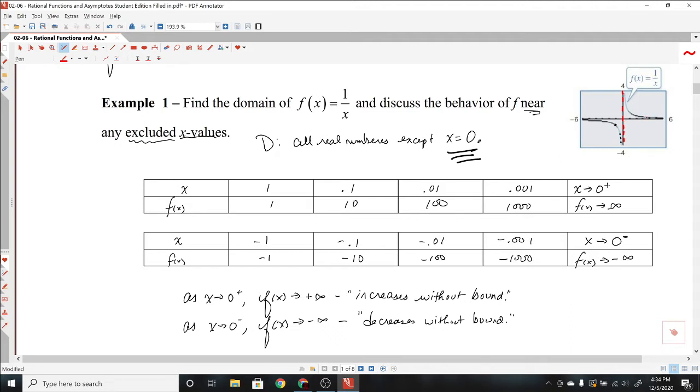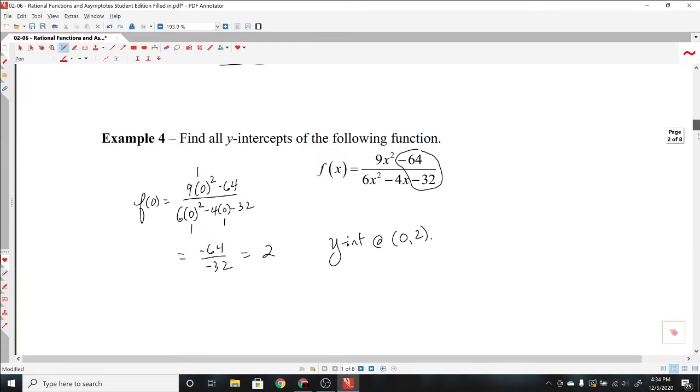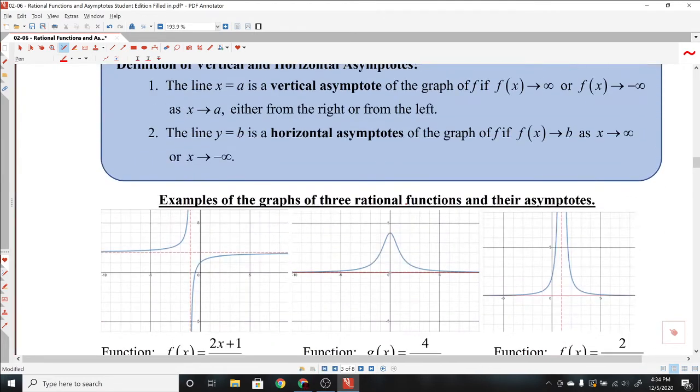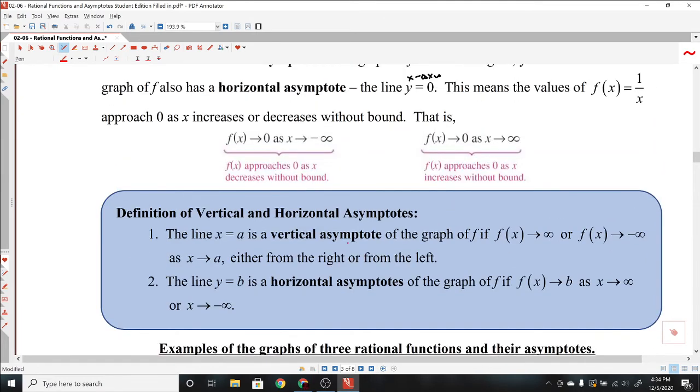Likewise, you can see the graph leveling out. It will never, ever equal zero because you can never divide one by anything to get zero, but we can get close. And so the x-axis is a horizontal asymptote of the function. All right, so let's talk about how we find them.